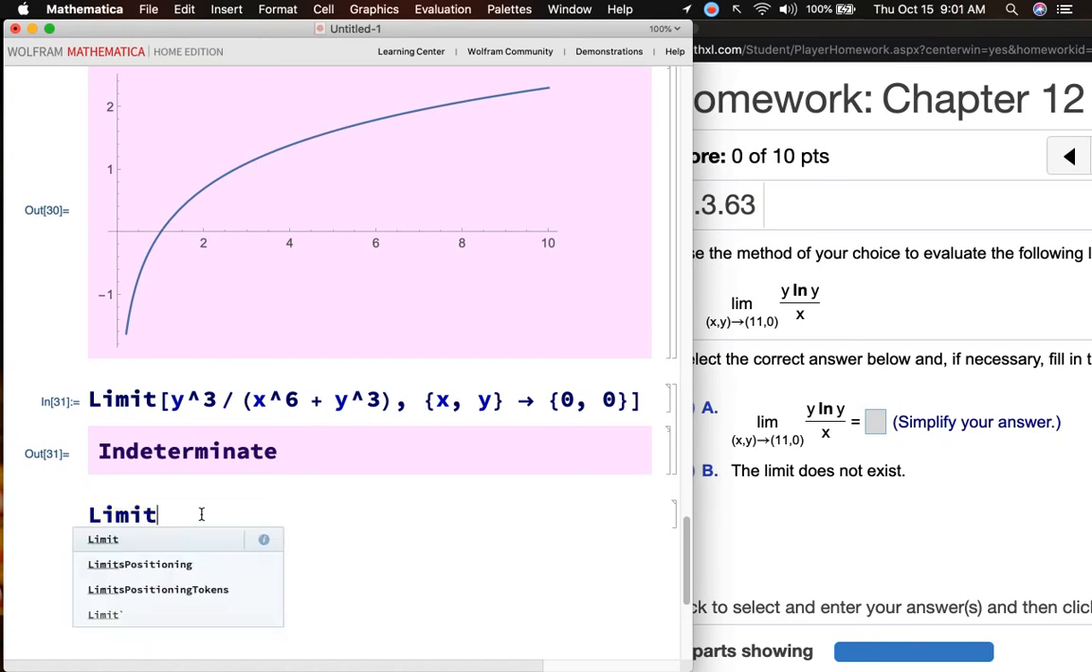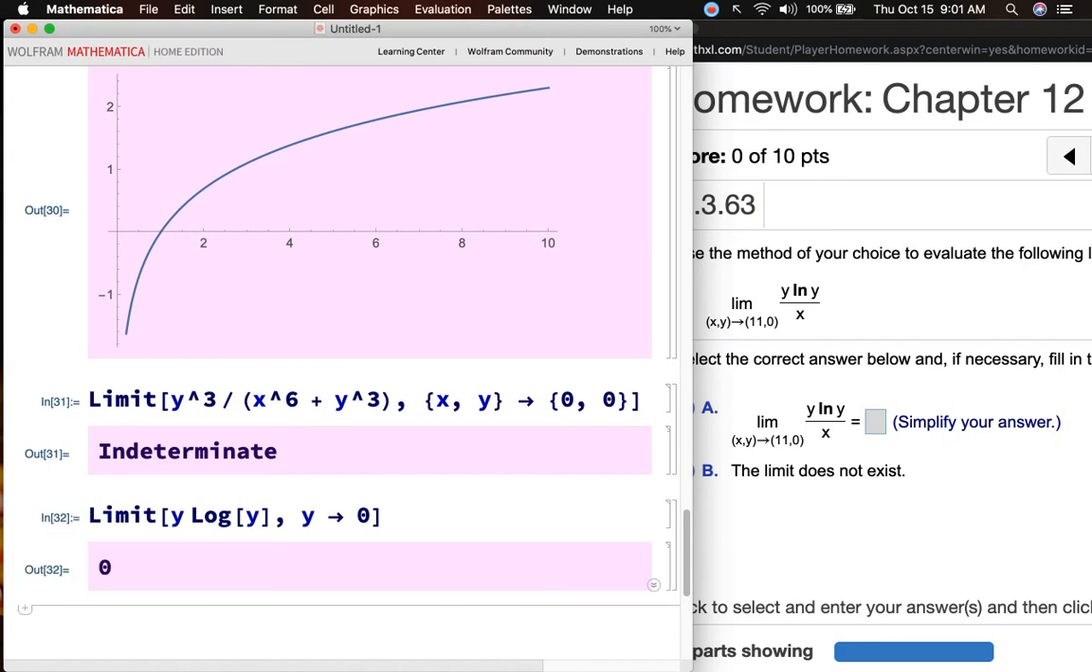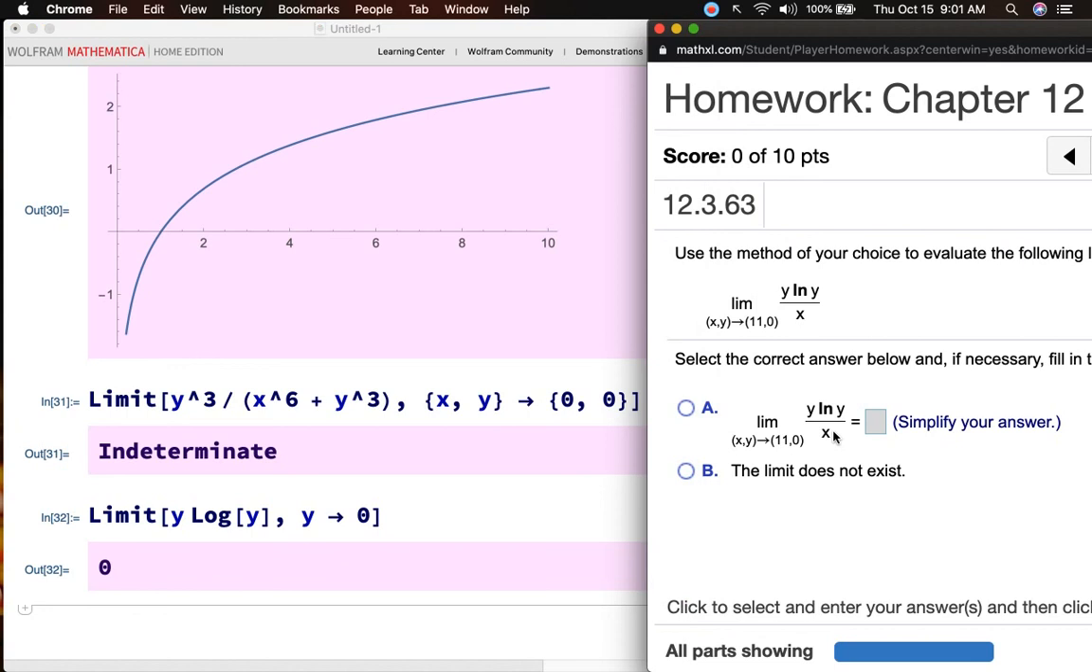So if we have the limit of y times the natural log of y, as y goes to 0, I believe the answer is going to be 1. Oh no, sorry, it's going to be 0. Wait a minute. Yeah, it's going to be 0. Okay, why did I say 1? Okay, it's going to be 0.